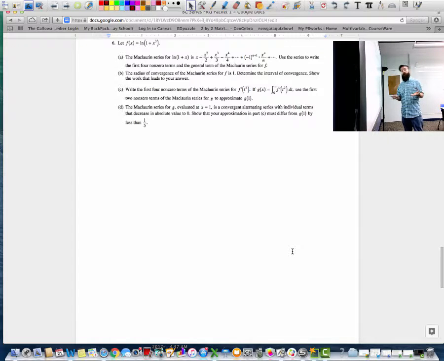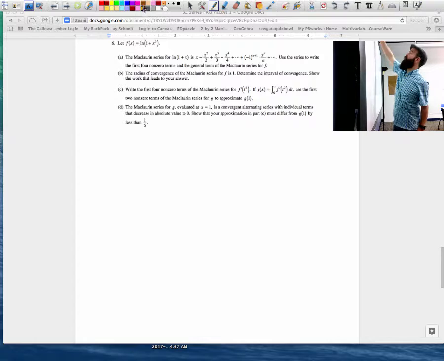This is problem number 2 from the series packet, which we worked the first 2 sections of in class, but I'm going to go ahead and rework the whole thing. So you're given that f of x is ln of 1 plus x cubed, and you're given the Maclaurin series for ln of 1 plus x, and asked to write the first 4 non-zero terms and the general term from the Maclaurin series of f of x.